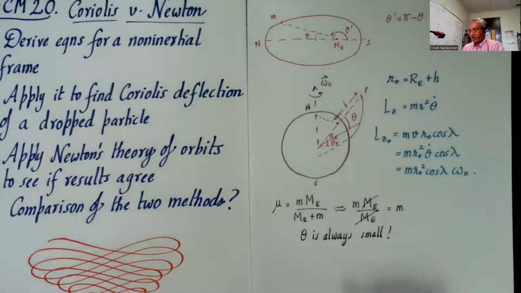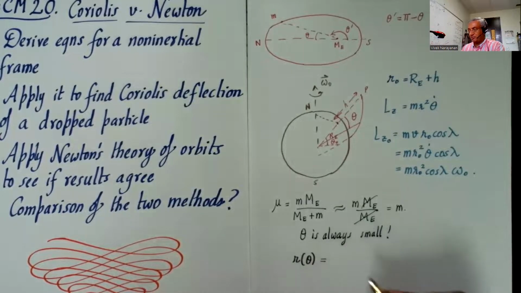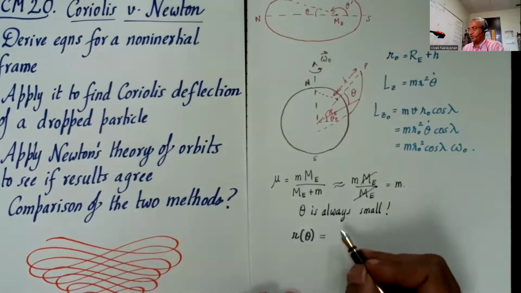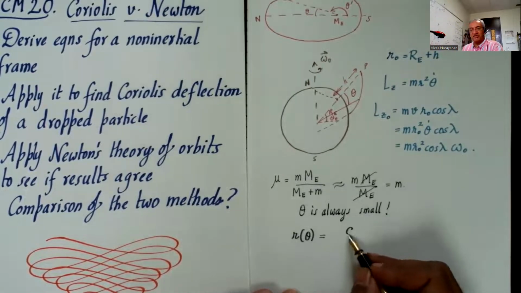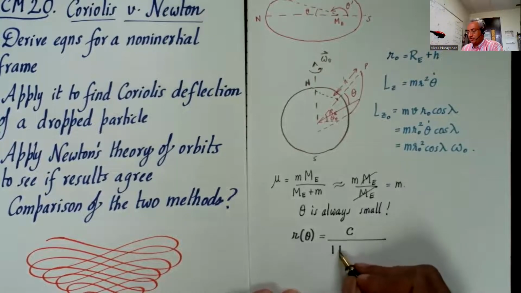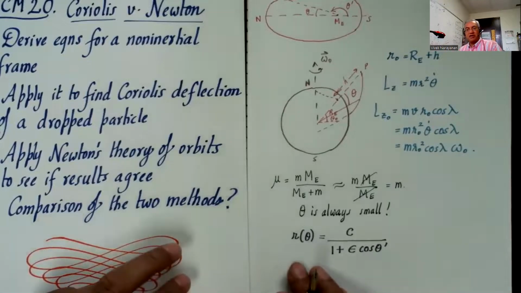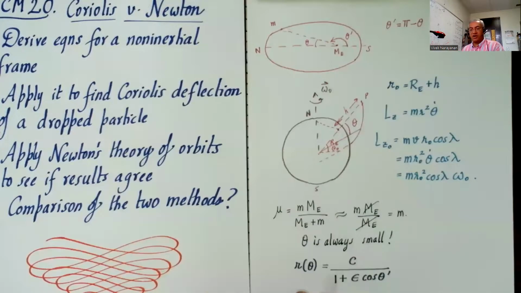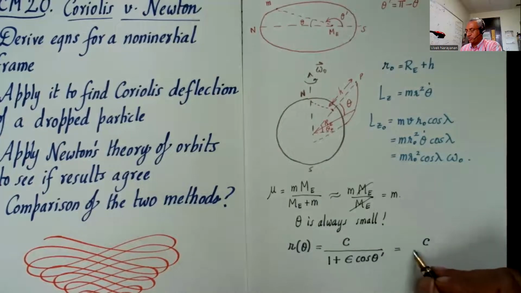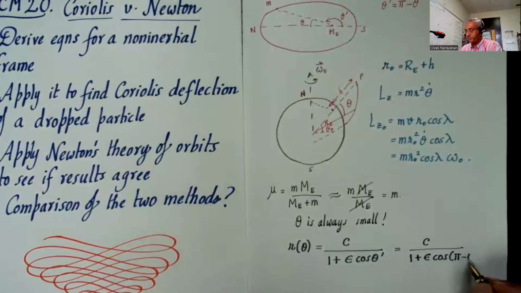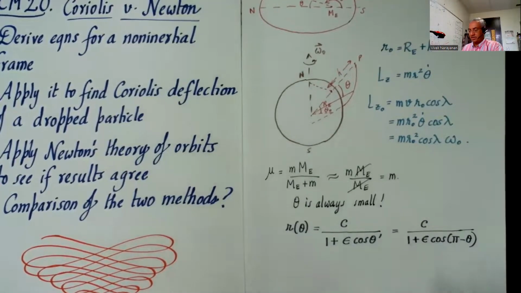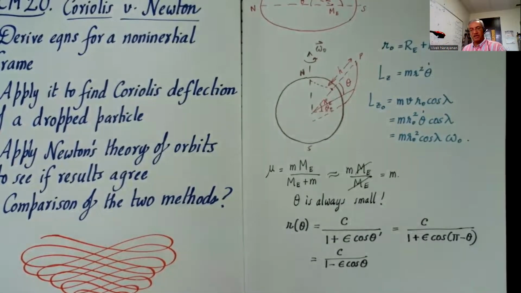So let us remember what r of theta is from the Kepler problem. You can look at some of the previous videos to find out what that is. The solution of the Kepler problem is it's going to be some value c over 1 plus epsilon cosine of theta prime, but we are working in the theta coordinate system, so that's going to be c over 1 plus epsilon cosine of pi minus theta. Cosine of pi minus theta is negative cosine theta, so that's going to be c over 1 minus epsilon cosine theta. And the reason I know that is because cosine is negative in the second quadrant.